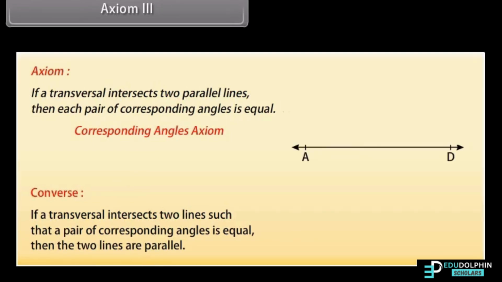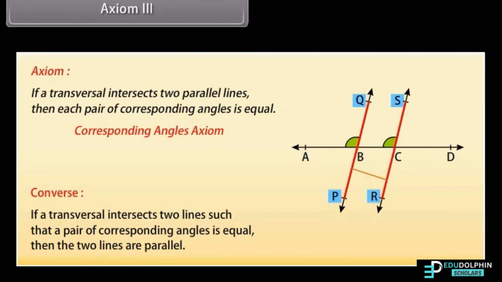Draw a line AD and mark points B and C on it. At B and C, construct angle ABQ and angle BCS equal to each other. Produce QB and SC on the other side of AD to form two lines PQ and RS. We can observe that the two lines do not intersect each other.